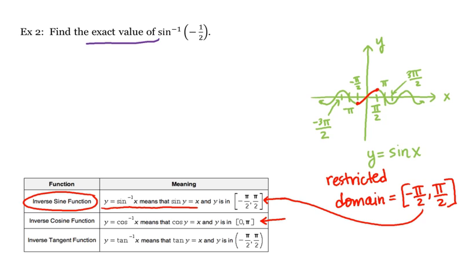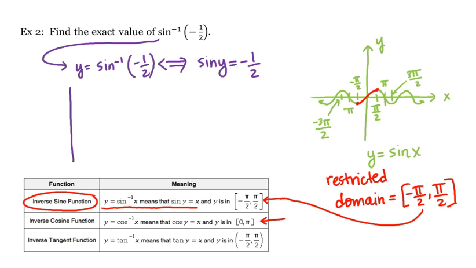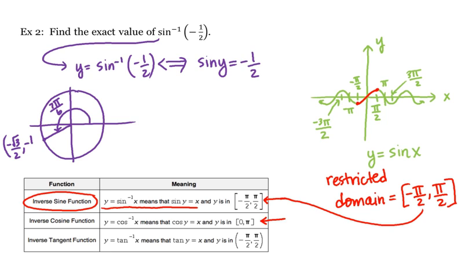All right, so let's compute our value here. Let's let y equal to inverse sine of negative 1/2. This means we're looking for an angle y whose sine is equal to negative 1/2. Thinking of our unit circle, the sine of this angle here, which is 7 pi divided by 6, is equal to negative 1/2 because the y-coordinate of this point is negative 1/2.